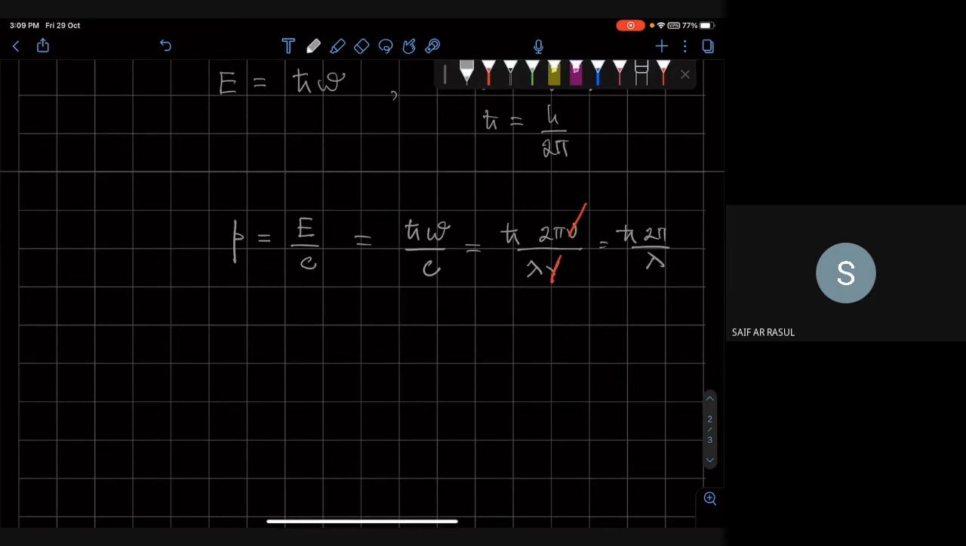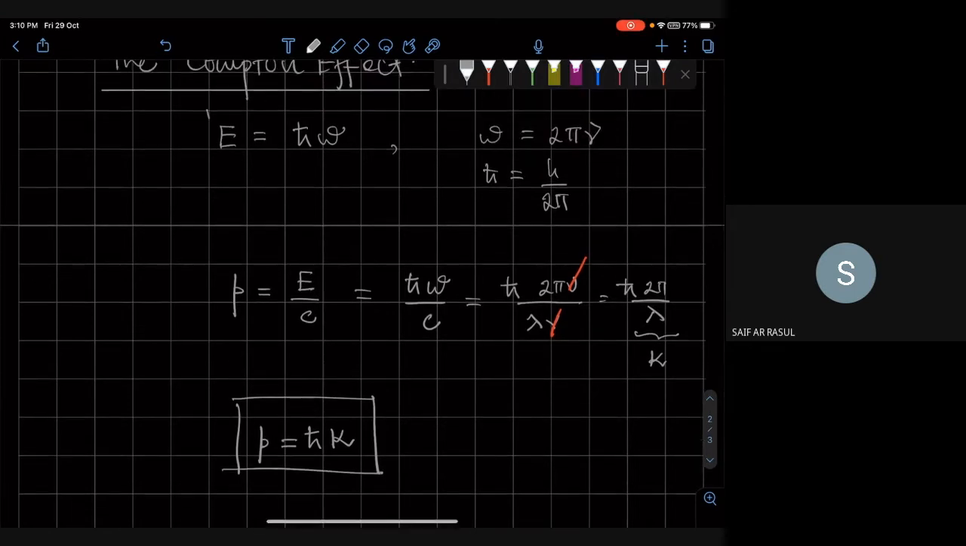But this thing has a name. This is called k, or the wave number. And therefore, we find a new formula, which is that the momentum of a quantum particle is related to its wave number by h bar k. Okay, so this is a new formula that we derived by assuming that relativity is true for the photon.